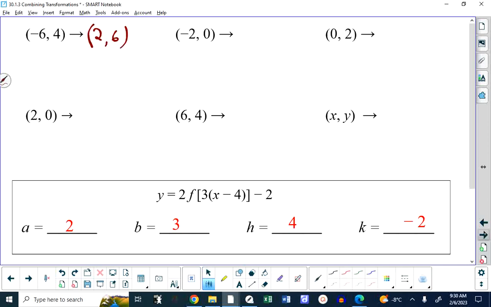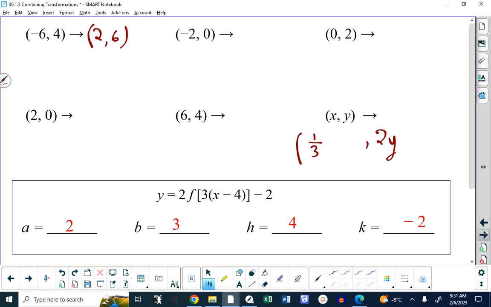Is there a way that we could have done this without plotting the point? Well, let's think about this for a second. What happened to x was x got multiplied by 1/3, correct? And what happened to y was that y got multiplied by 2. And we took care of that first.